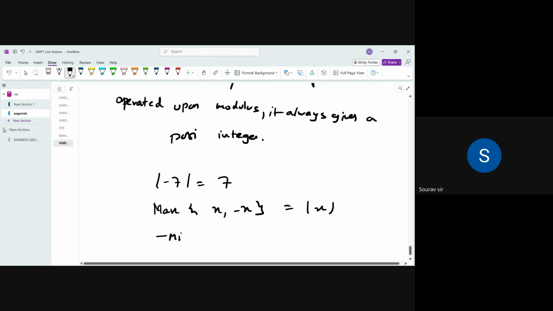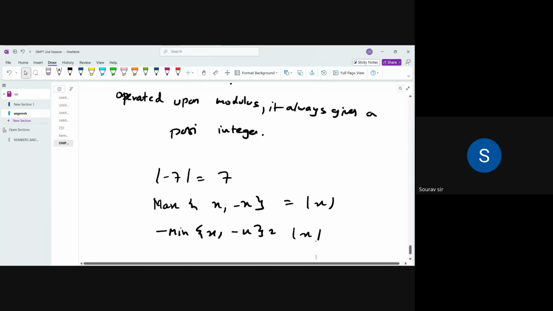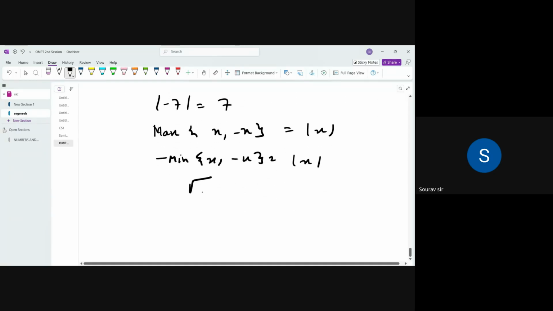Also, if I say to you maximum of x, minus x, so that is |x|, or minus minimum of x, minus x, so that will be |x|. And if I talk about root over x square, that is also |x|.